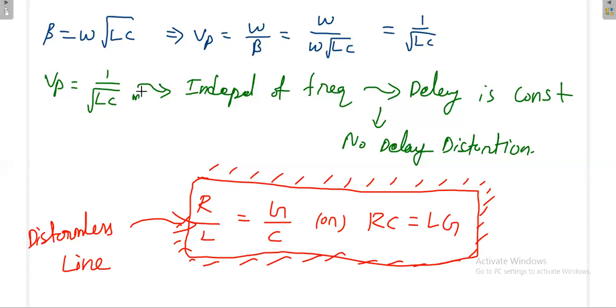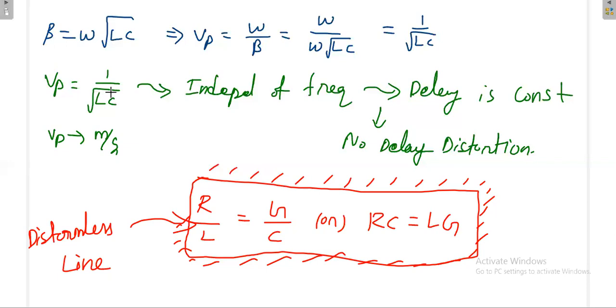Phase velocity means what? Meter per second. Then from square root of LC, you try to get meter per second. You know the unit of L, you know the unit of C. From 1 by square root of LC, whether you are getting meter per second or not, you have to get it. Somehow you introduce the equations that you know, then finally you have to get meter per second. So Vp is equal to 1 by square root of LC.